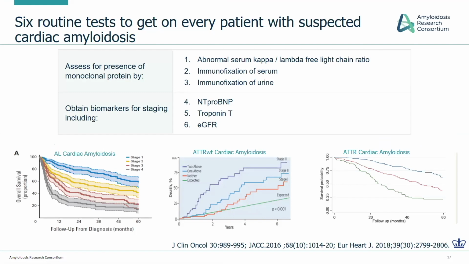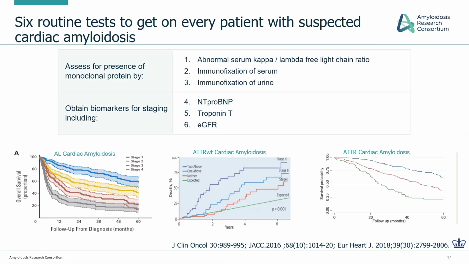There are essentially 6 routine blood tests to obtain on any patient who you suspect of cardiac amyloid, 3 that are used to assess for the monoclonal protein, one of which is an assessment of actually urine, and 3 that are used in various staging systems. So in order to rule out AL amyloid, you need to assess for monoclonal proteins by a kappa lambda free light chain, a serum immunofixation, and a urine immunofixation, not just an SPEP, but serum and urine immunofixation, telling the laboratory you're looking for small proteins.